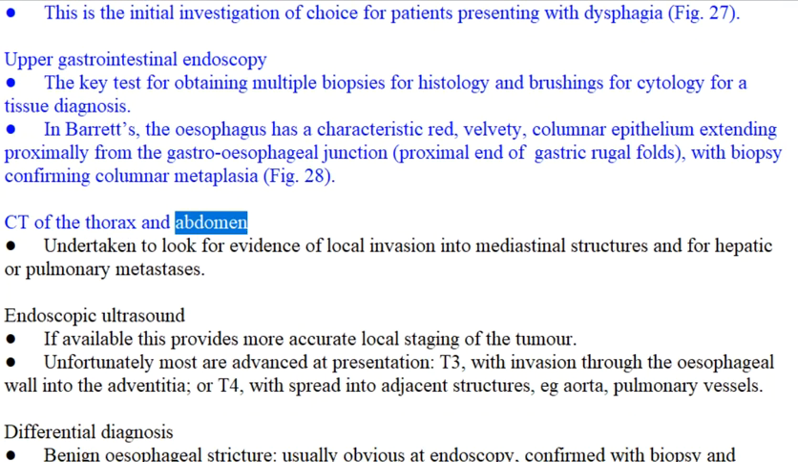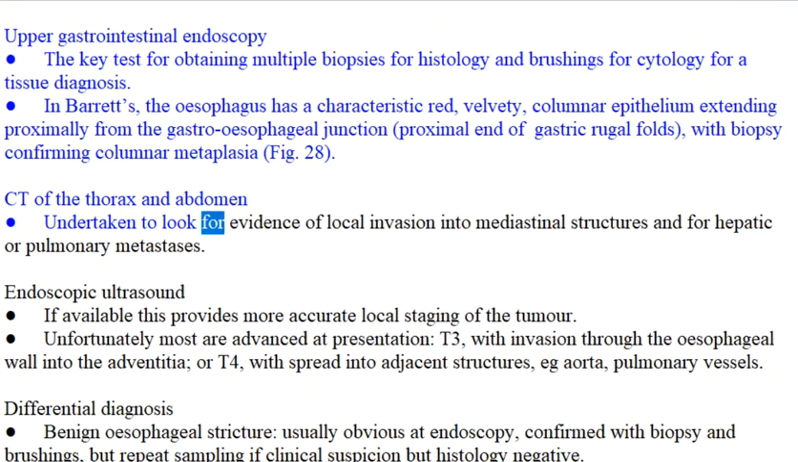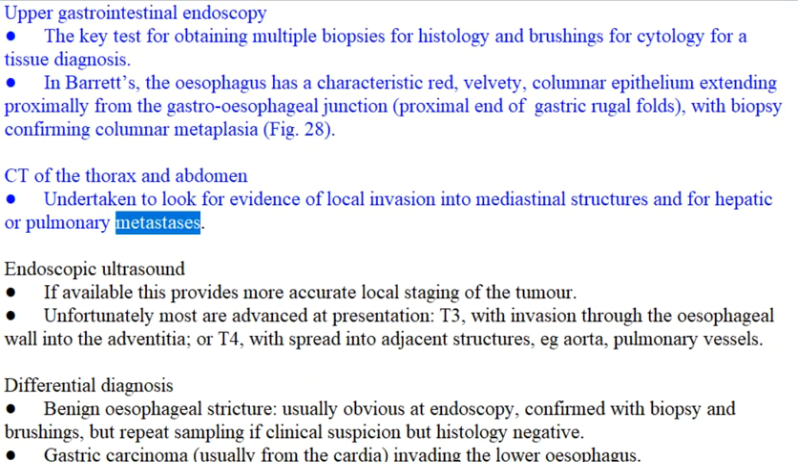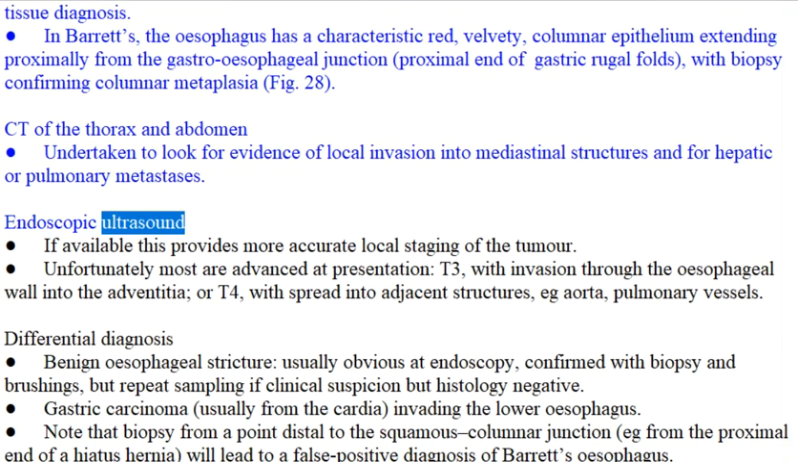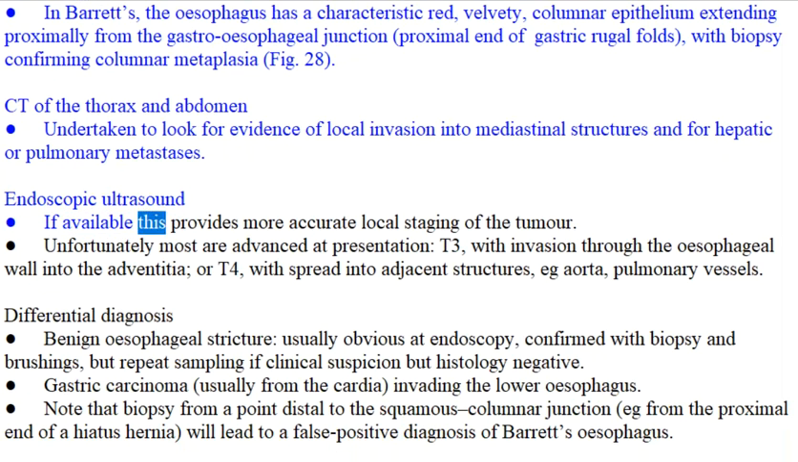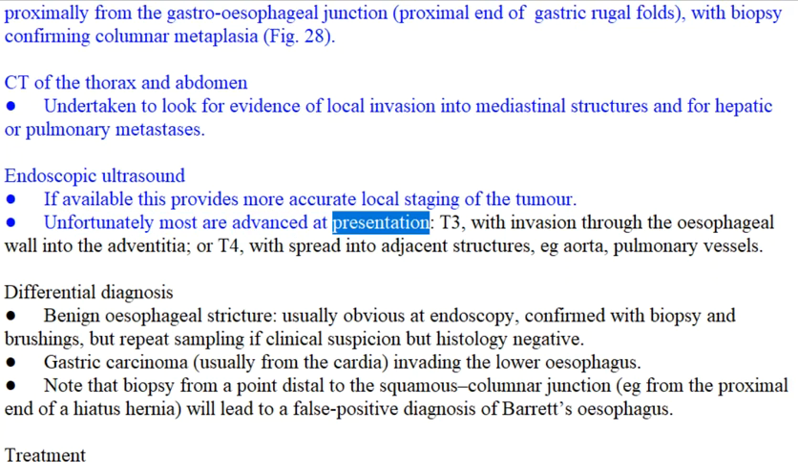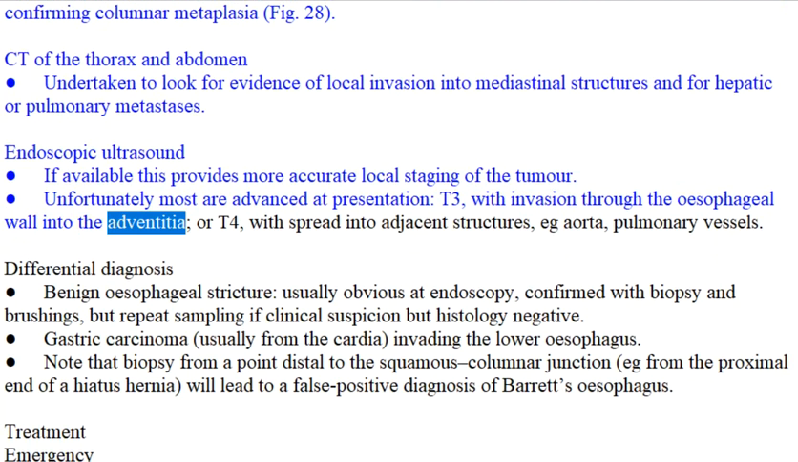CT of the thorax and abdomen. Undertaken to look for evidence of local invasion into mediastinal structures and for hepatic or pulmonary metastases. Endoscopic ultrasound. If available, this provides more accurate local staging of the tumor. Unfortunately, most are advanced at presentation, T3, with invasion through the esophageal wall into the adventitia, or T4, with spread into adjacent structures, e.g. aorta, pulmonary vessels.